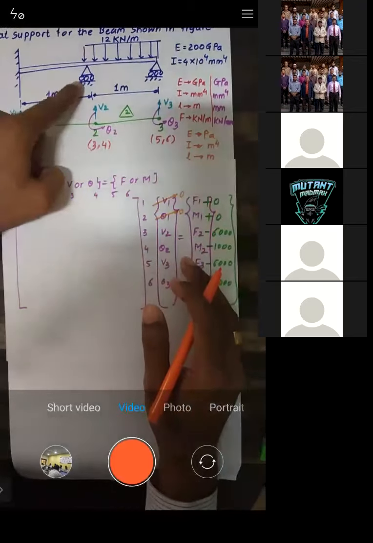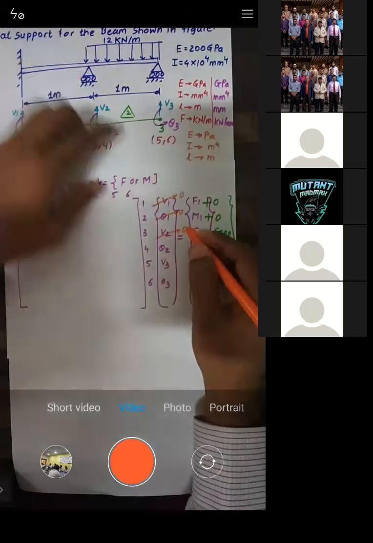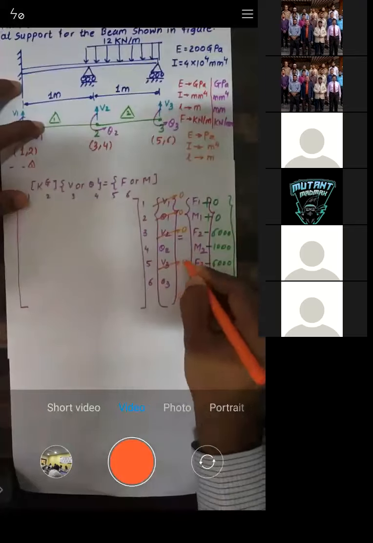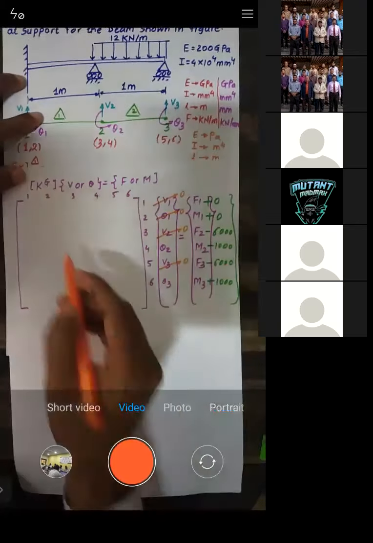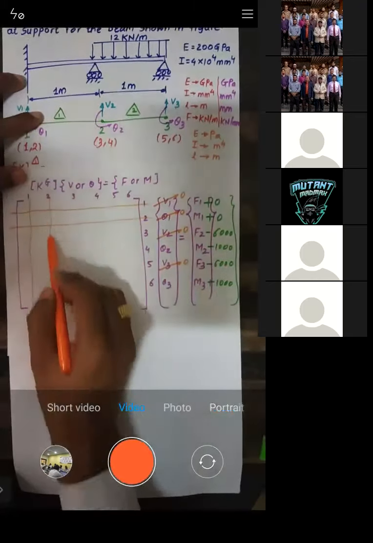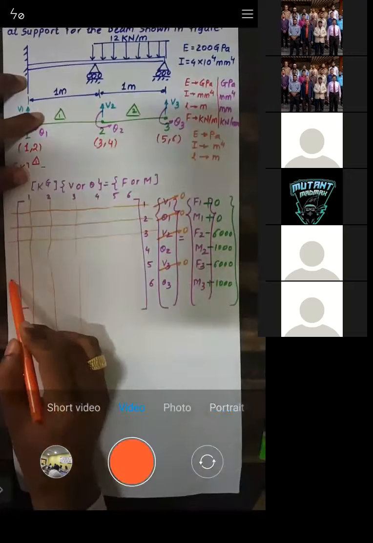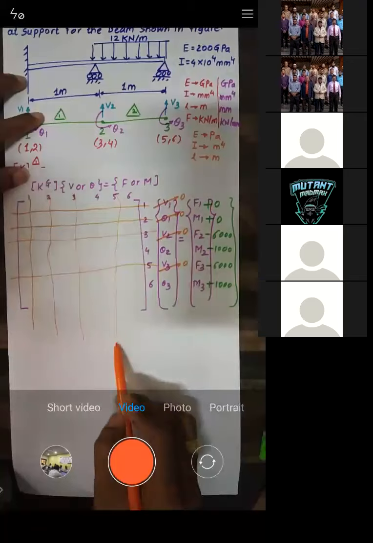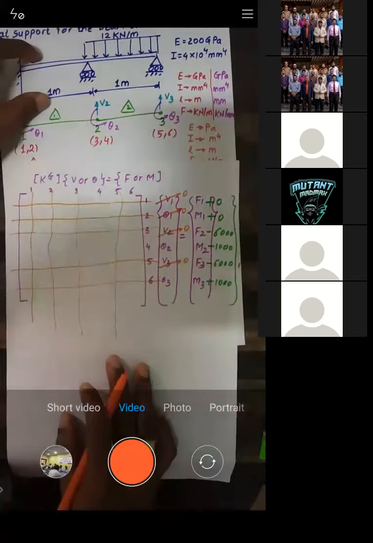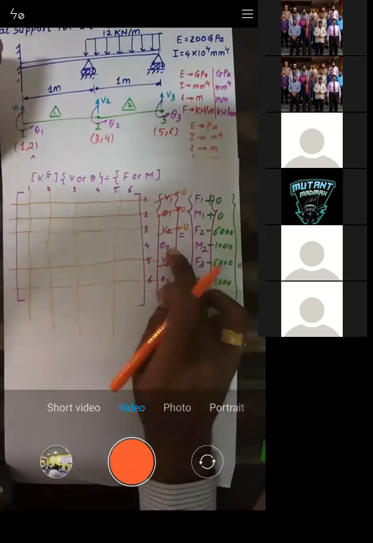At node 2, we have a roller, so there is no vertical displacement. So V2 is 0. Similarly, at node 3, again there is a roller, so there is no vertical displacement. So V3 is 0. So what happens? The first row, first column gets cancelled. The second row, second column gets cancelled. The third row, third column gets cancelled. Similarly, the fifth row, fifth column gets cancelled. So we'll have a system with 2 equations and 2 unknowns.